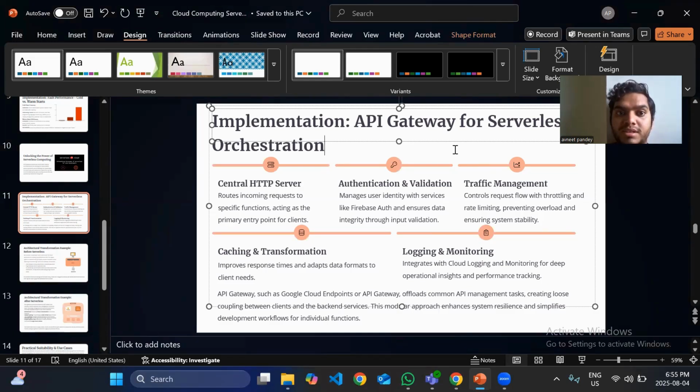And the next one is none other than authentication and validation. Whenever we are writing a function, it makes sure that only the authenticated person will write that code. None other than the person who is not allowed to make the code changes, they will not change anything there. The third one, and the most important part, is traffic management.